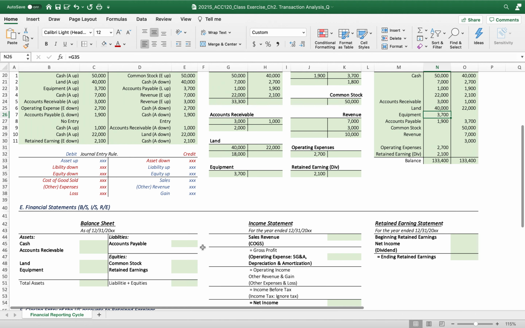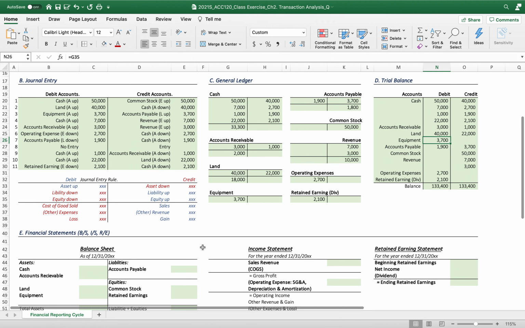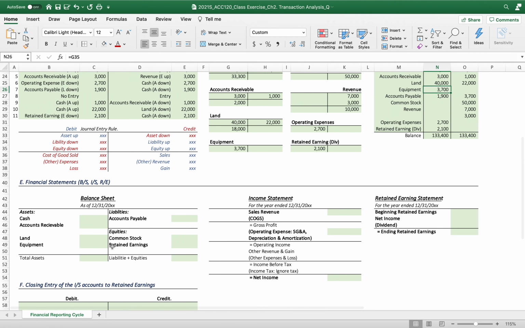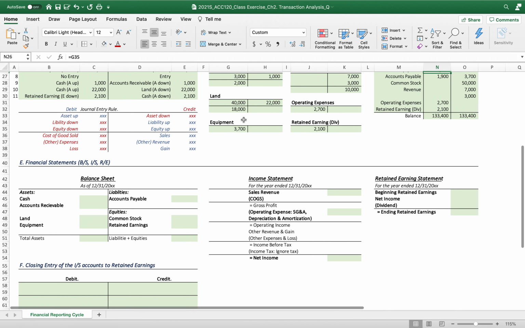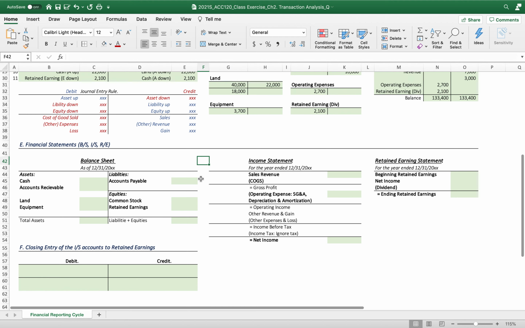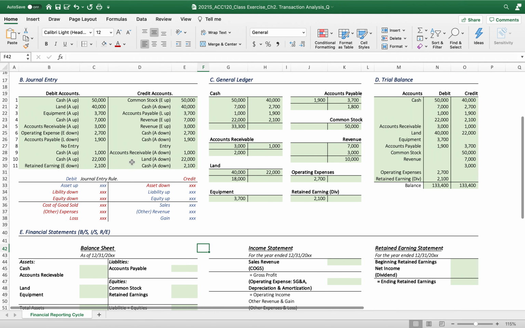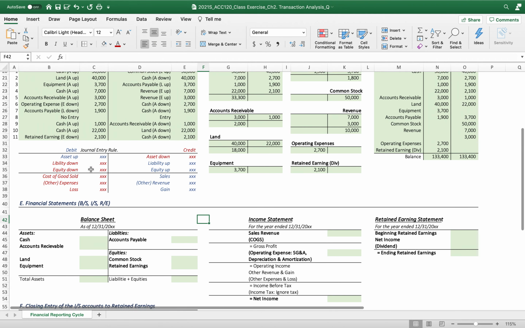Then let's continue the transaction analysis by finalizing with this financial statement creation. We are going to create this balance sheet, income statement, and retained earnings statement based on the transaction analysis with journal entry, general ledger, and trial balance. As you can see, I already listed the names of accounts on the assets, liability, and equity that are related to this transaction.